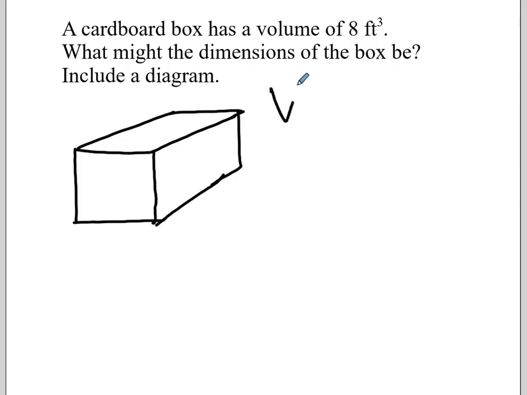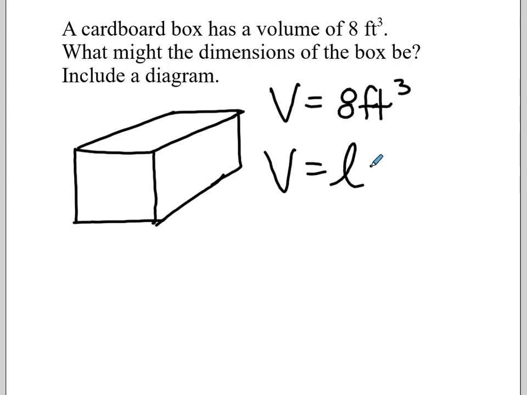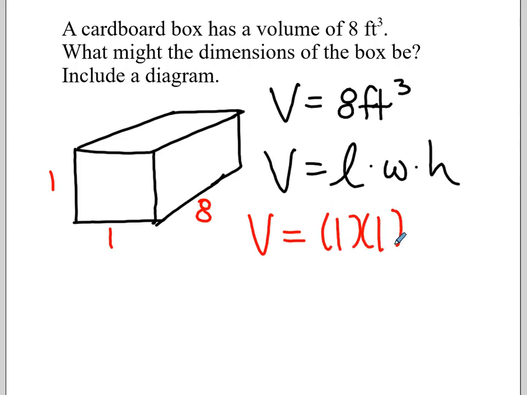It just says it has a volume of 8 cubic feet. So options could be whatever 3 numbers. If this is a prism, length times width times height, I have to have 3 numbers for these dimensions that multiply to 8. So one possibility, we could go with 1 foot, 1 foot, 8 feet. So that would be 1 times 1 times 8, and that would get me 8 cubic feet.